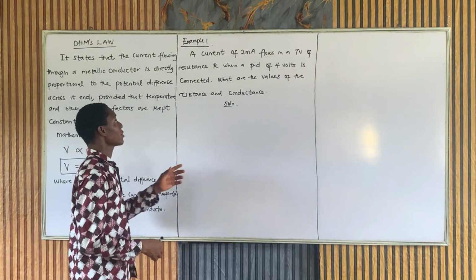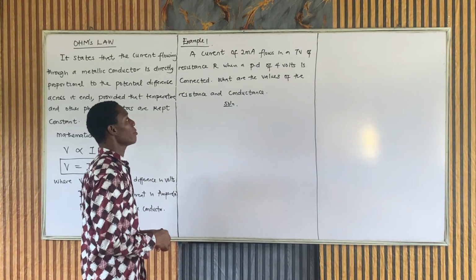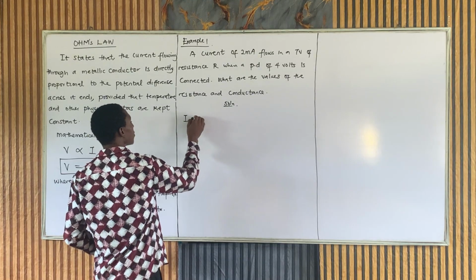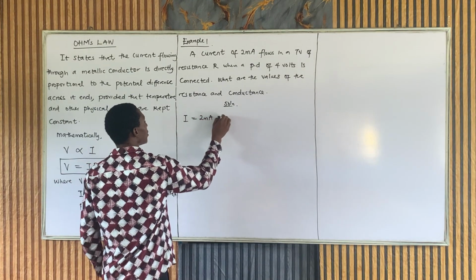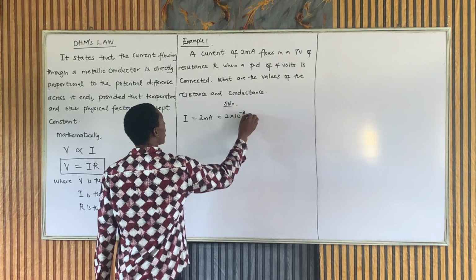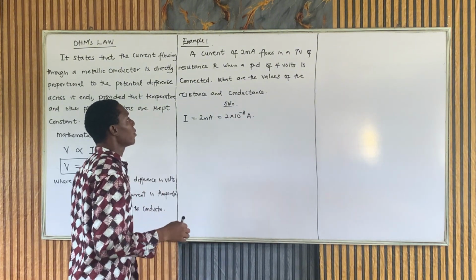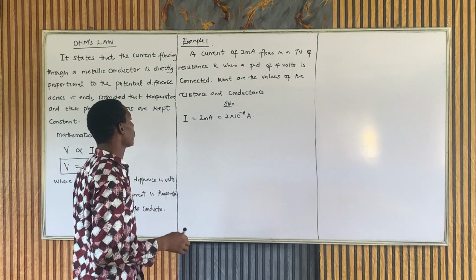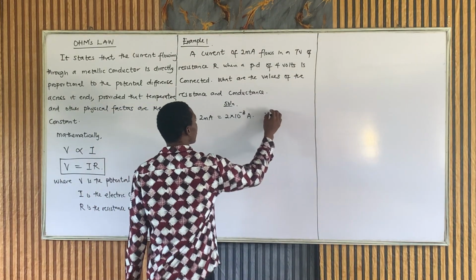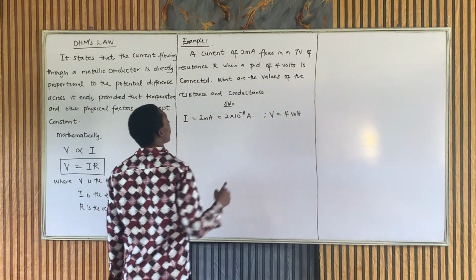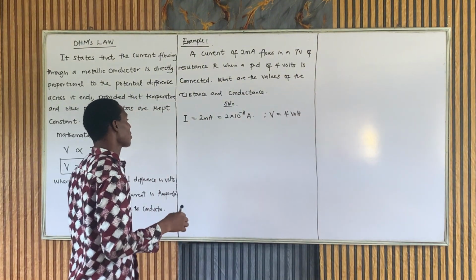So let's take this first question now. A current of 2 milliampere, which is 2 times 10 raised to the power minus 3 ampere, flows in a TV of resistance R when a PD of 4 volts is connected. We are given the voltage as 4 volts. What are the values of the resistance and conductance?